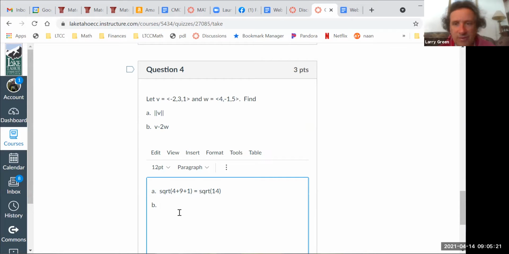Okay, part B, we need to find v minus 2w. The key on this is just component-wise. This was just a quiz on the little tiny facts of vectors. Nothing intense. Every problem is easy if you know what to do. No calculus. So we look at the x component first and we say negative 2 minus twice 4, or negative 2 minus 8, is negative 10.